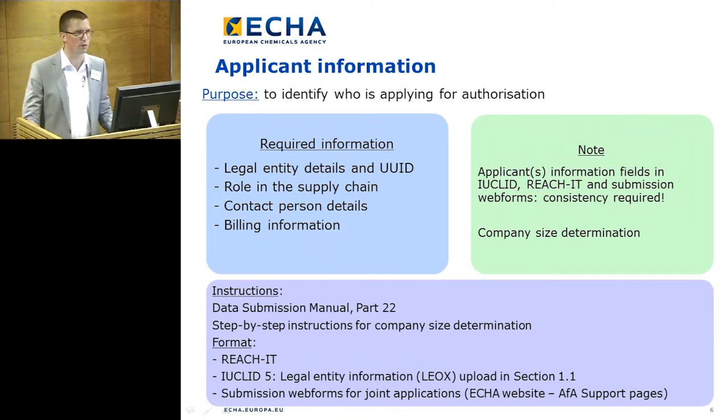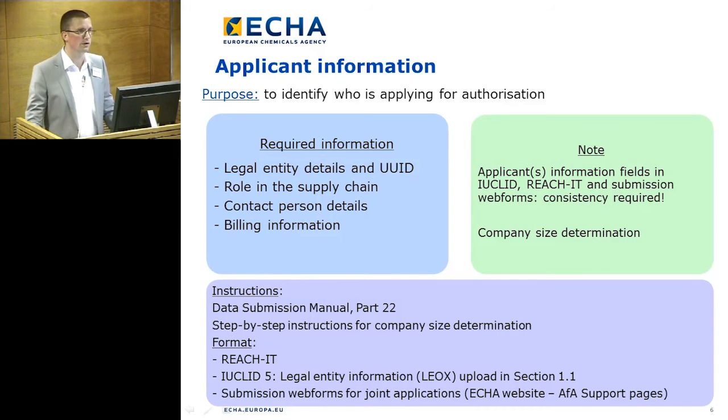The applicant information. Basic as it may sound, you want to get this right as well. You don't want to pay the fee and have the decision sent to your neighbor. You need to be very clear who is applying for the authorization. The required information concerns the legal entity details and the UUID, the role in the supply chain, contact person details, and the billing information.